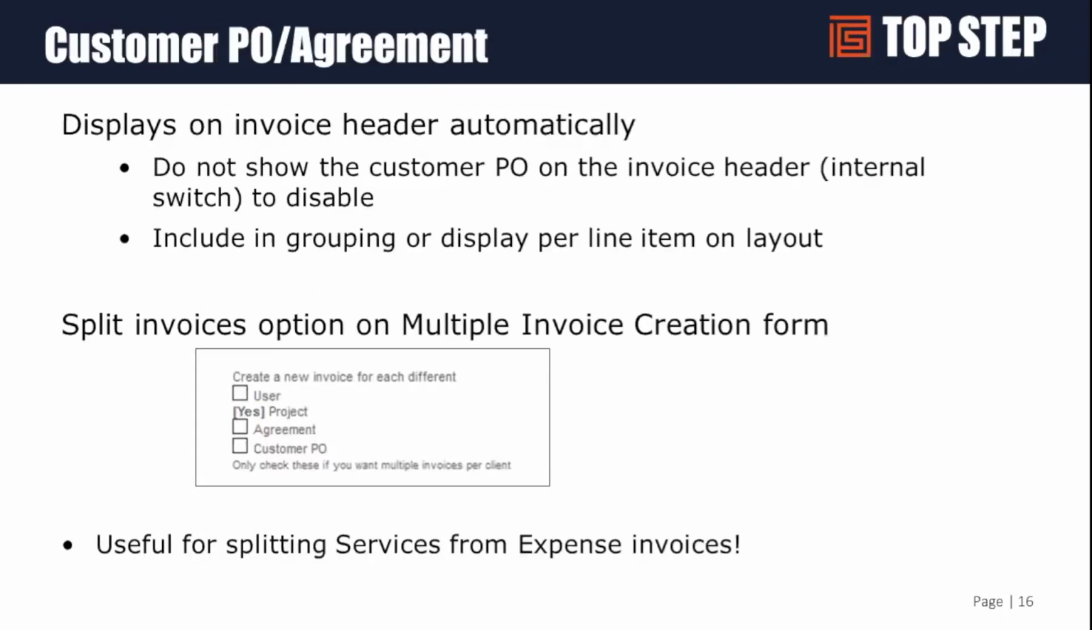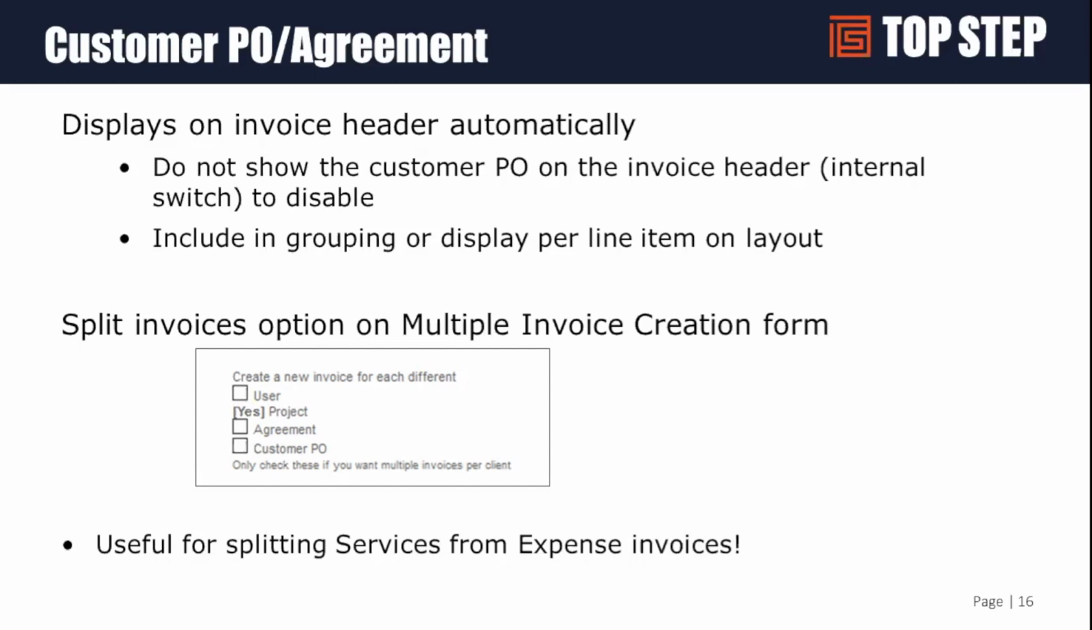Now here's the and more part of the agenda. So I thought I would dive into the customer PO agreement functionality a little bit more. Automatically, when you start using customer POs and agreements, those will display in the invoice header. But there is a switch where you can turn it off. It's called "do not show the customer PO on the invoice header."